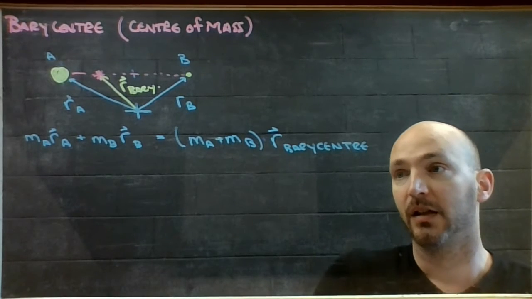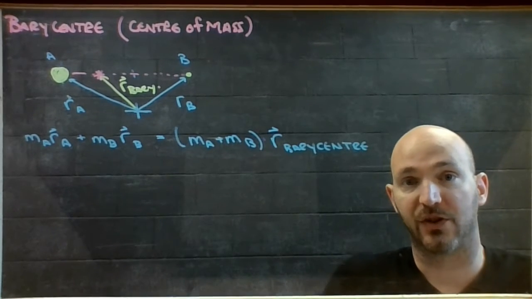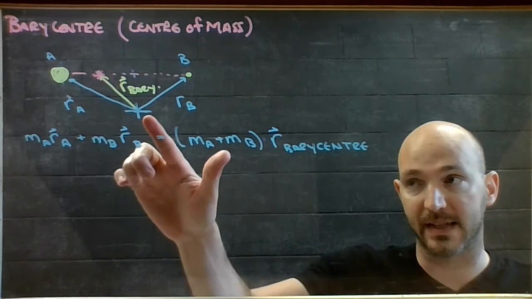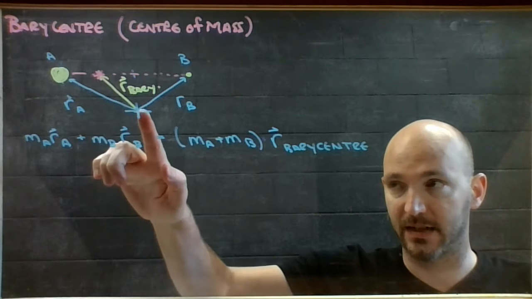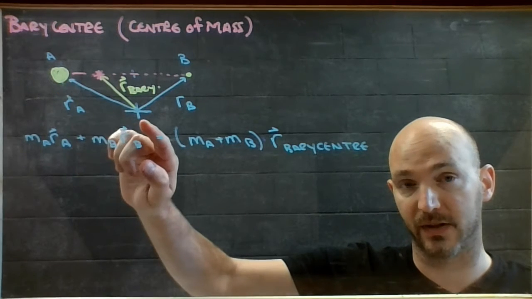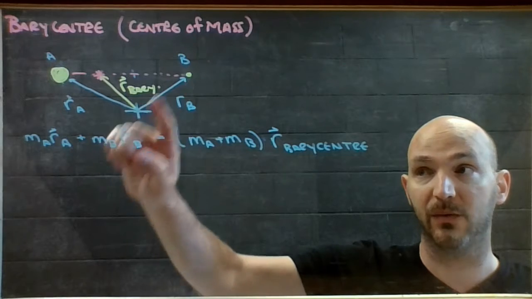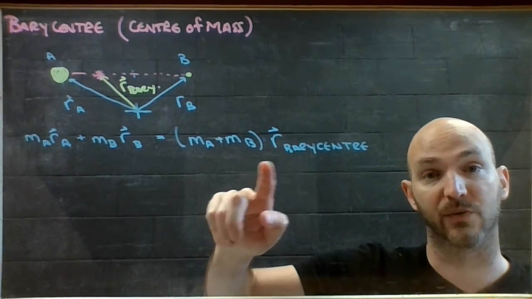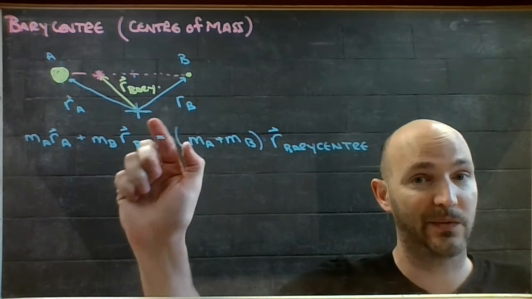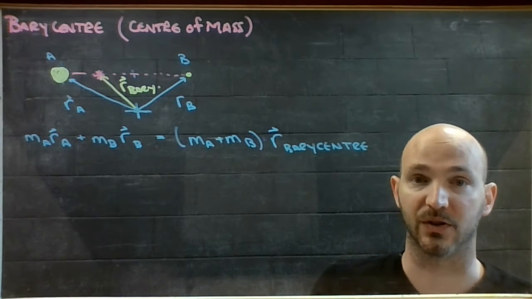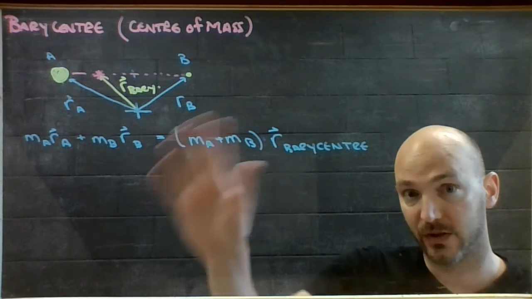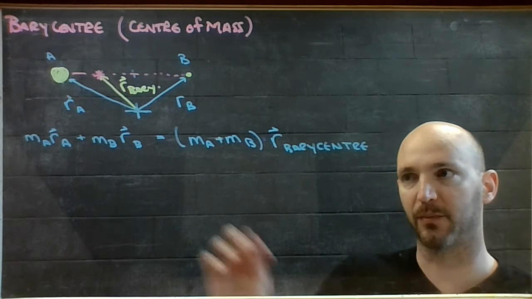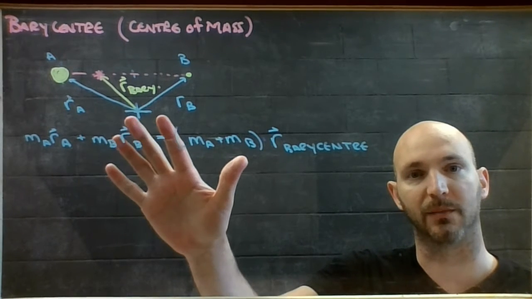Okay. So this mathematical relationship works for any choice of origin. Once I establish where that origin is, I just have to identify the coordinates of A relative to this origin and the coordinates of B relative to this origin, and then I will have a barycenter location returned relative to that origin choice. So I could do this, and that would be fine. But there are smarter choices to make here than putting an origin way out in the middle of nowhere.